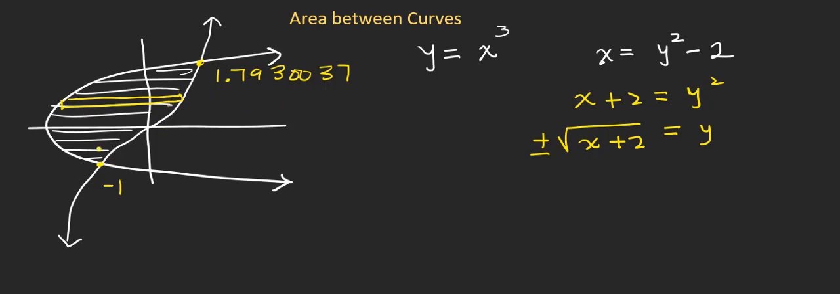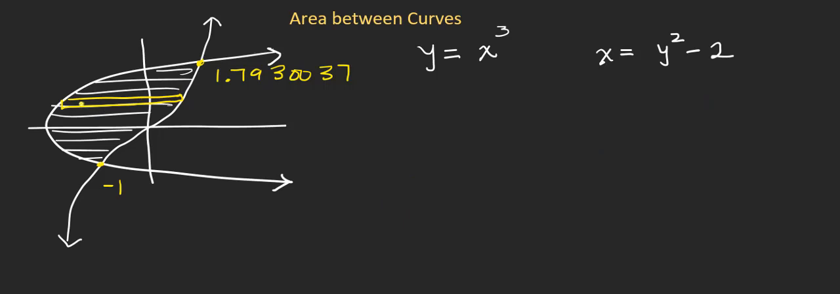So what will be your setup to find the area of this region using horizontal rectangles? Now, in order to find the area, we have to find the height of this rectangle. The height is right minus the left. In order to do that, the equation has to be x equals in terms of y. This one is okay. But what about that one? It has to be x equals cube root of y.